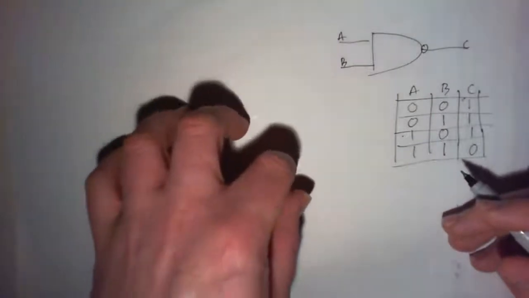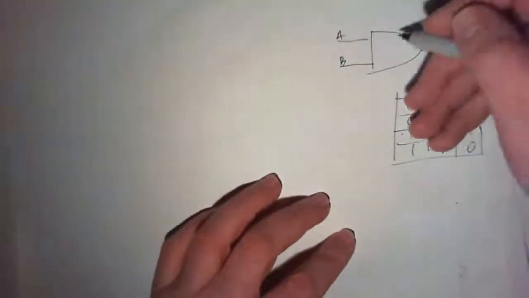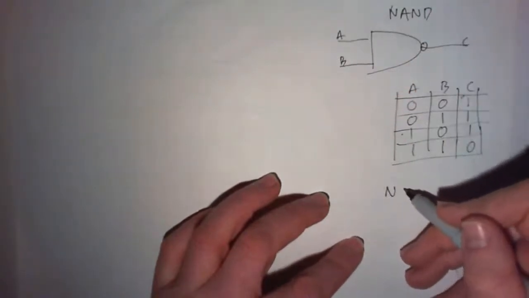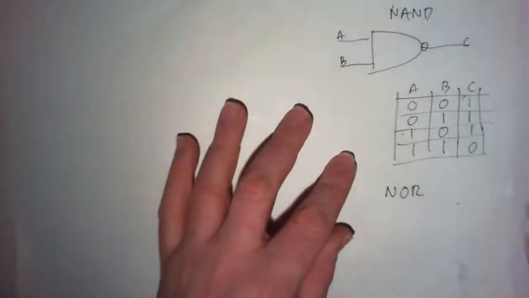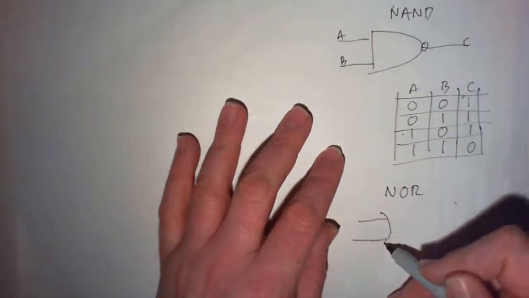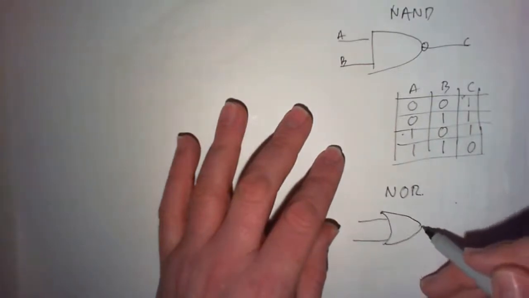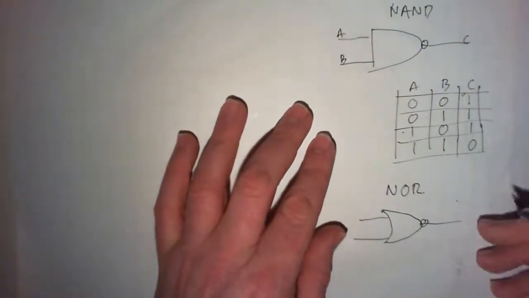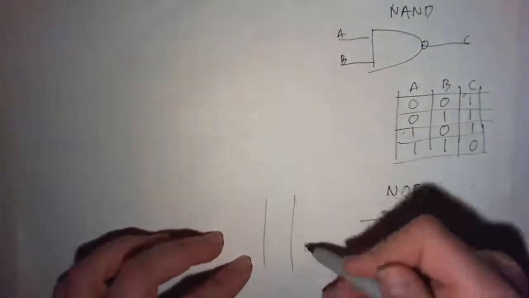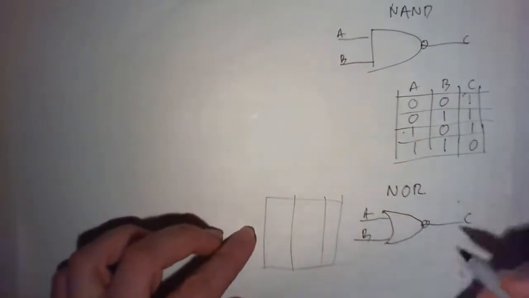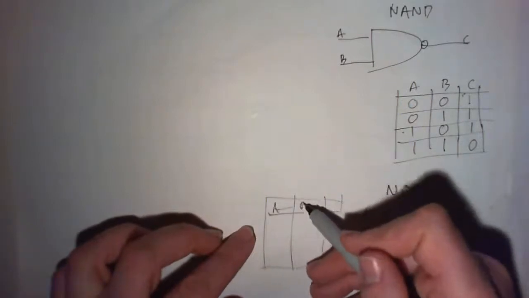The NOR gate, the not OR gate, so that's the NAND, not AND, and the NOR, not OR. Let's have a look at it first of all. It looks like the OR gate, so it's got that kind of spaceship shape, but it's got the little circle on the front. I hope you can all see that. Let's do it out here, a bit more space. Same thing again, 3 columns: A, B, and C.